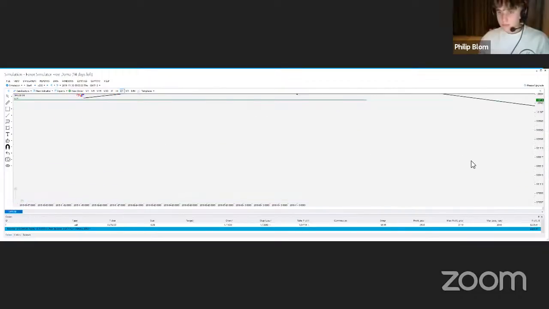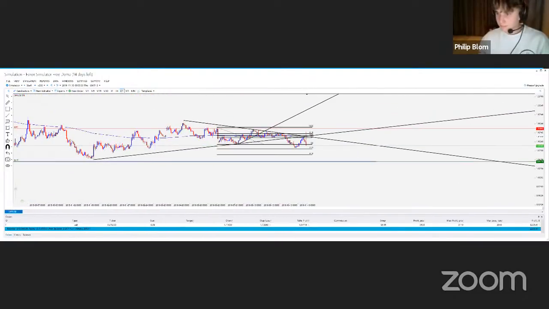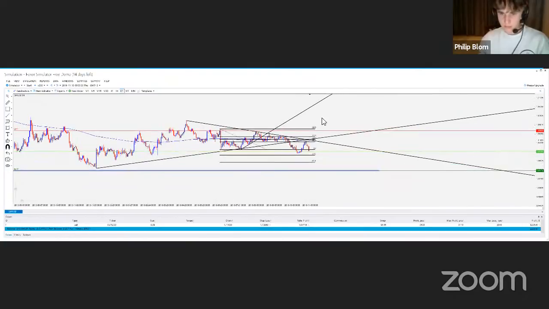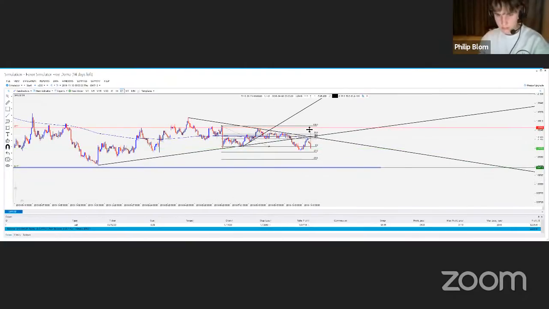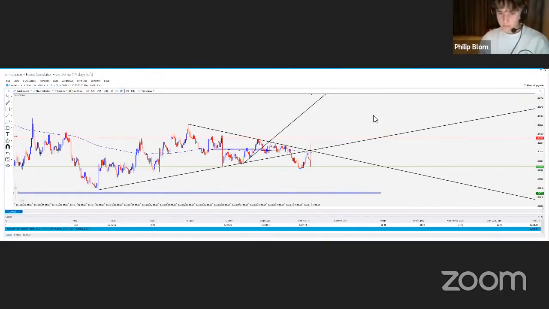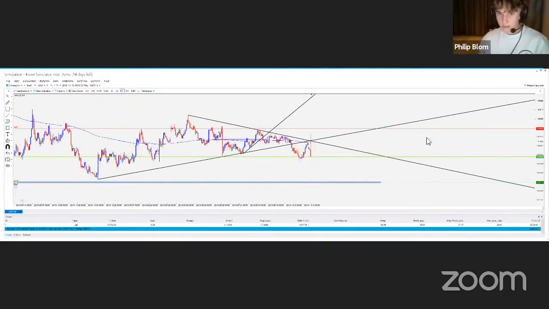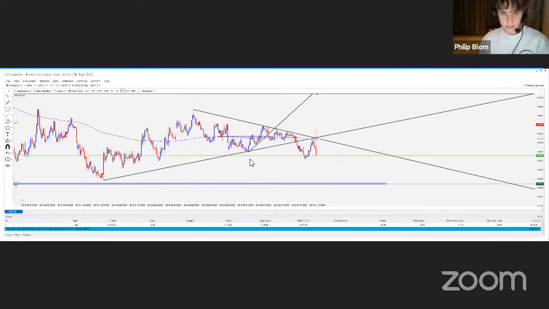At this point, just delete this fib. I don't know what caused the spike, but at this point we broke out of this ascending key level trend line being respected quite nicely. We had a retest plus a retest of the 200 EMA. So I'm going to move stop loss to break even.